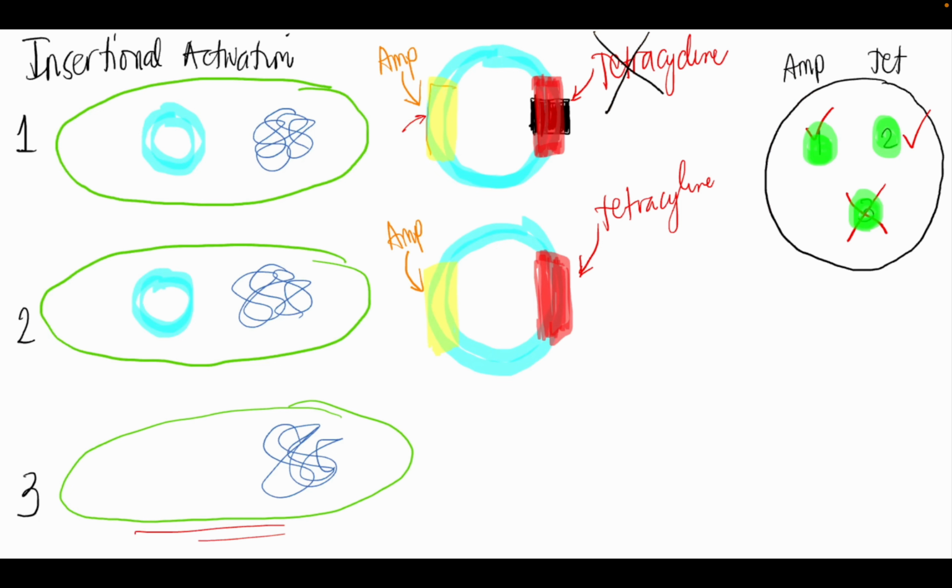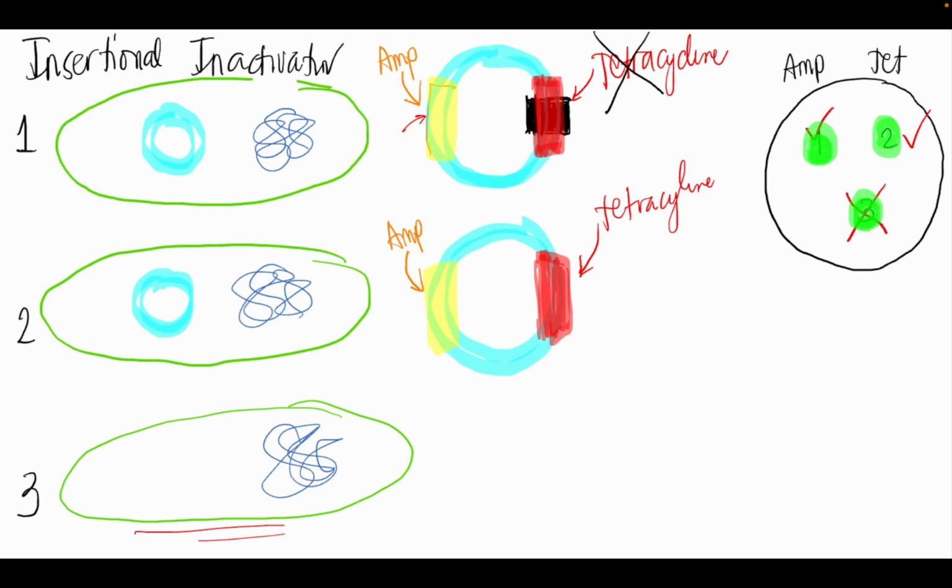Meaning to say that the gene which was previously inserted, which is found to have a characteristic, exhibiting tetracycline resistance, will be inactivated. Sorry, I misspelled it. That is insertional inactivation.